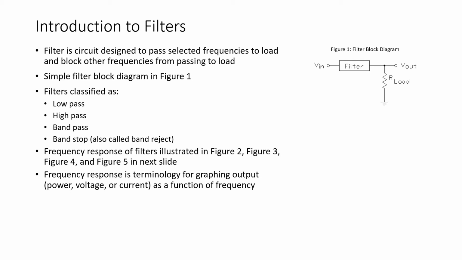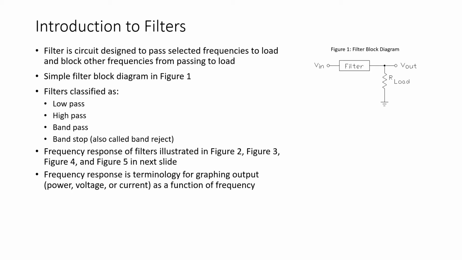So we look at a block diagram of a simple filter circuit in figure 1, and of course we've got some input voltage and then a filter and an output voltage that's passed to the load resistor. And our filters fall under one of four categories. They're either low pass filters, high pass filters, band pass filters, or band stop filters. And some texts refer to these as band reject filters.